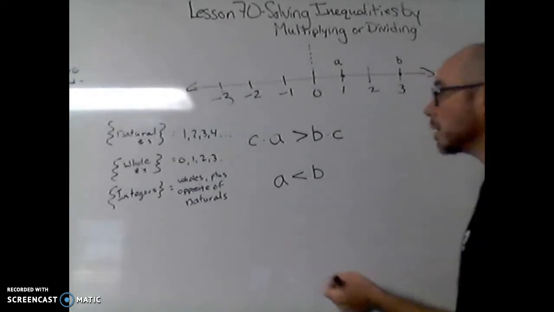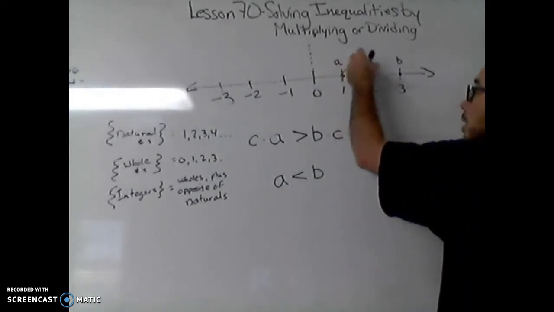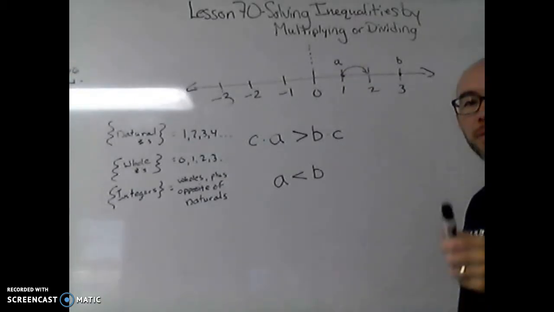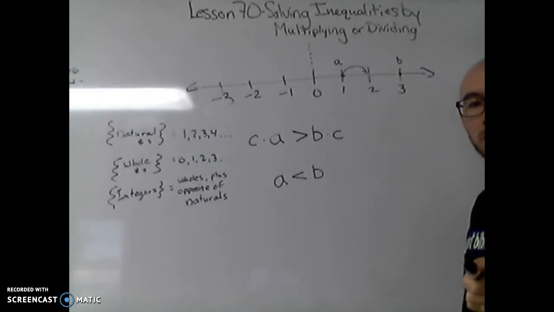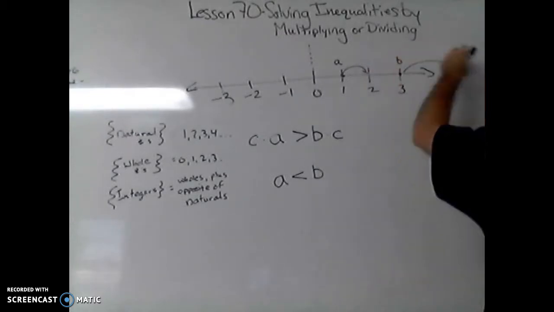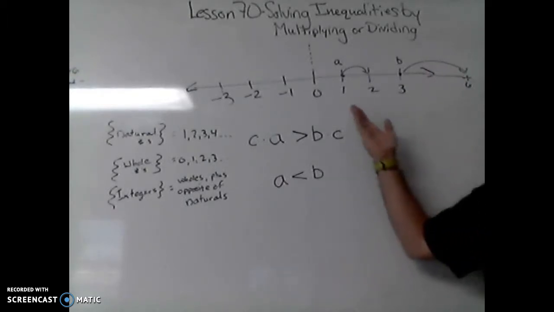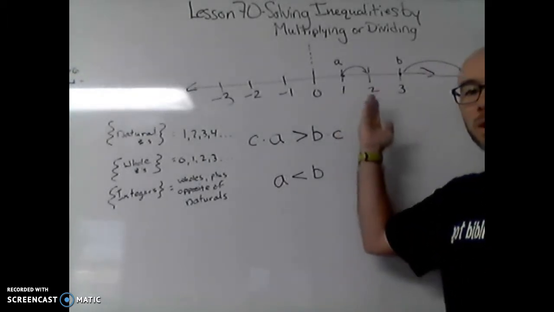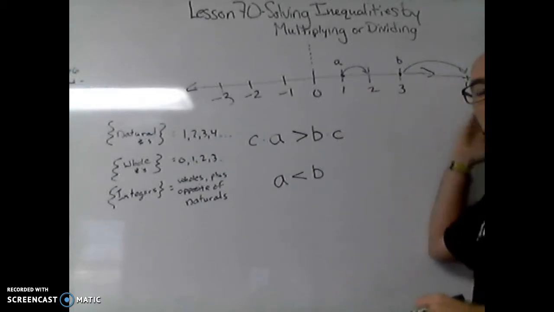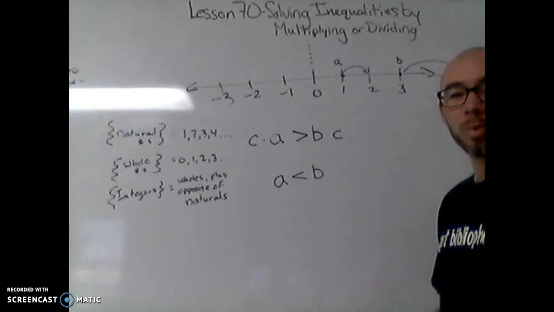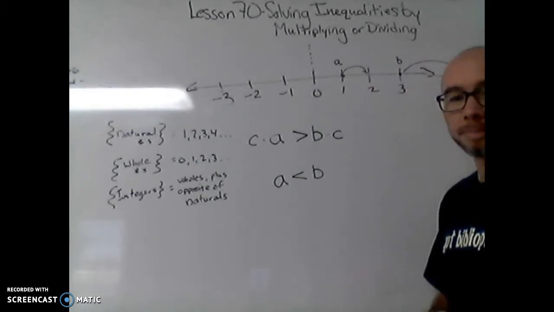So 1 times 2 is 2, and that moves that point right there. B, if it's 3 and we multiply it by 2, it moves out to 6. And you can see that no matter what you multiply it by, A is always going to be less than B. It's even going to be more or less than it was before when we do this multiplication.